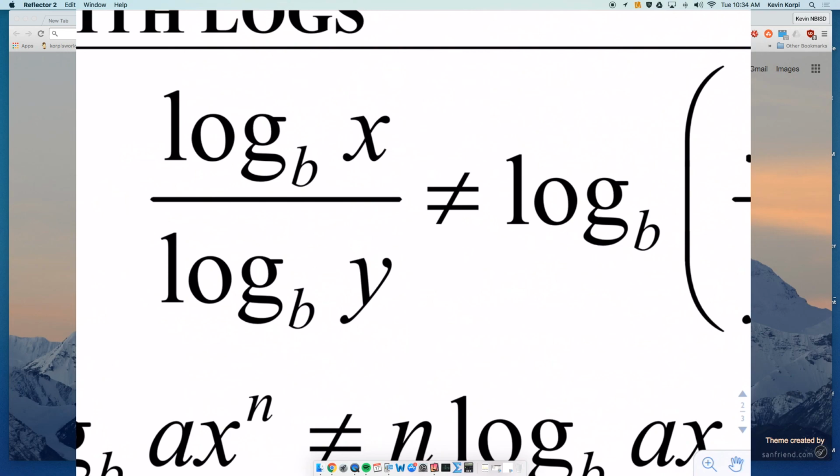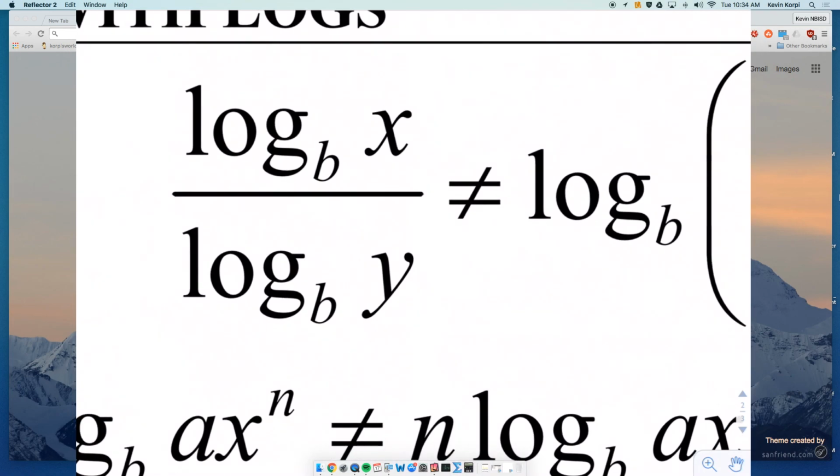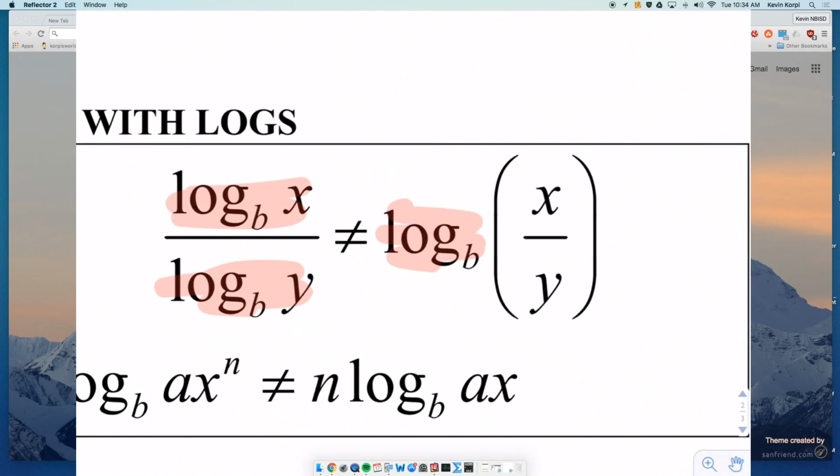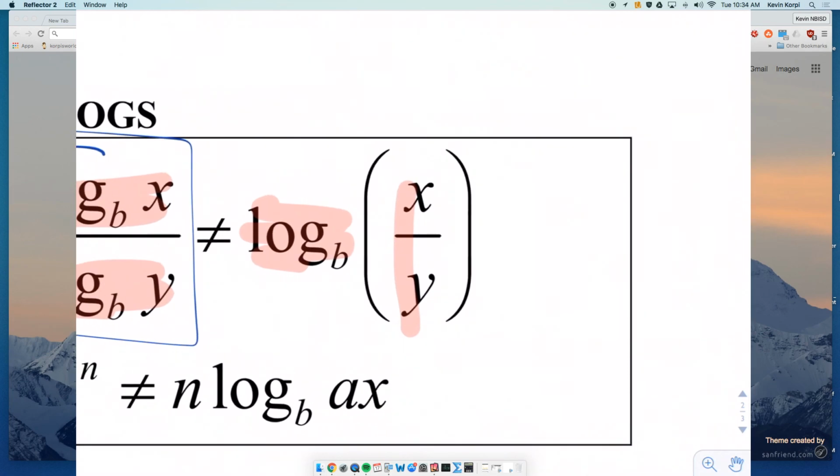Here's another one that students like to try. If you have the quotient of logs, they like to try to condense it into the log of a quotient. No, it doesn't work. This is pretty much as good as it gets unless you try to use the change of base formula. It's because this one on this side expands into a difference.